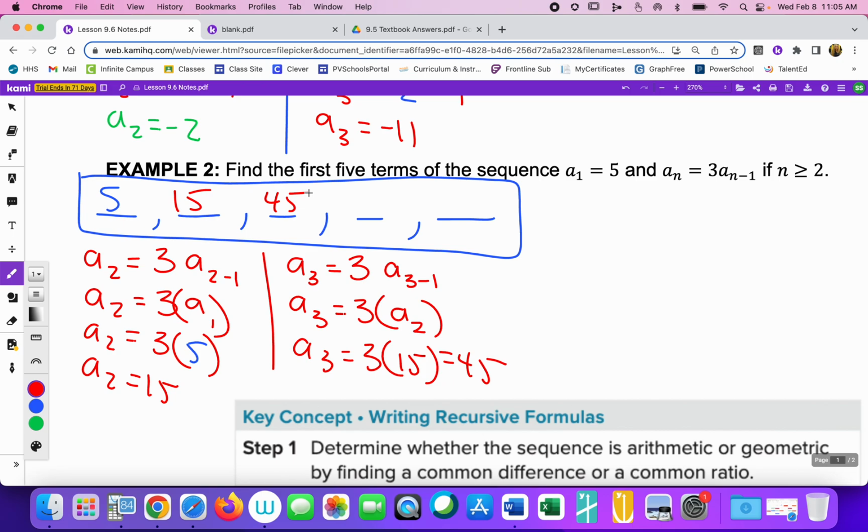Which question? How did it go from 9 to 5 on the first one? That's not 9, that's A1. Oh. Anything else? So what's our fourth term? 135. 45 times 3. Okay. Would be 135 times 3 again. 405.